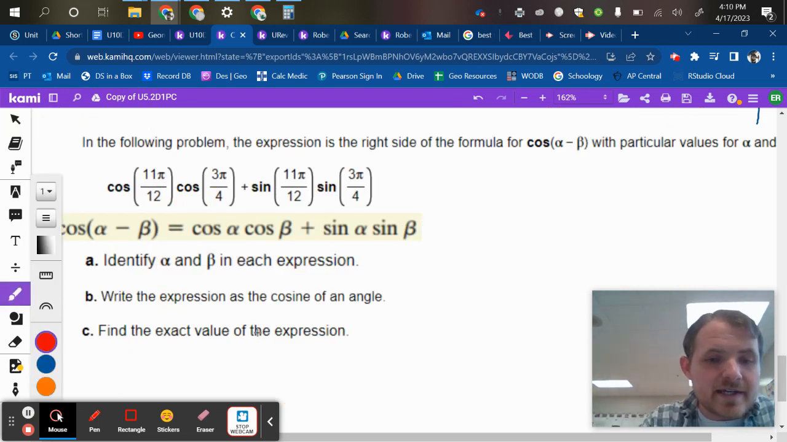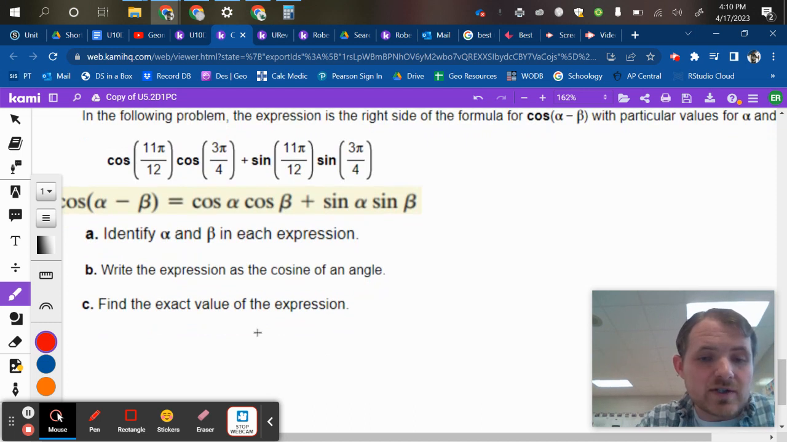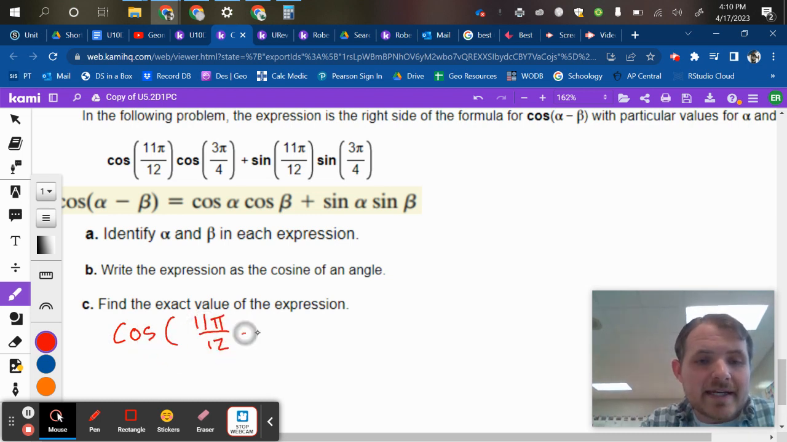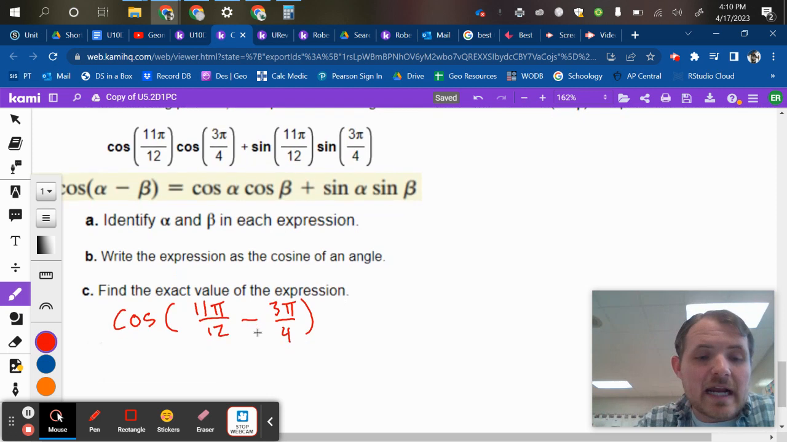So now that you see we've got that alpha is 11 pi over 12 and the beta is 3 pi over 4, I can actually bring those into one cosine situation. So that will become, this is part B, cosine of 11 pi over 12 minus 3 pi over 4. Okay, right now I cannot subtract those because I don't have common denominators.